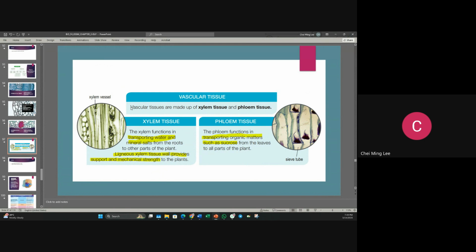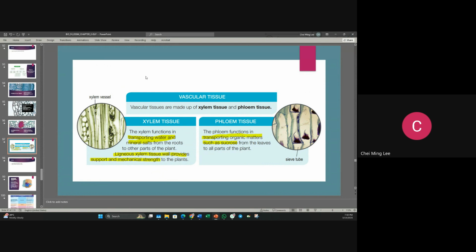But because lignin is hard, it will also create mechanical support for the plant. But the main idea is to make sure that it doesn't burst. Providing support is the secondary function.